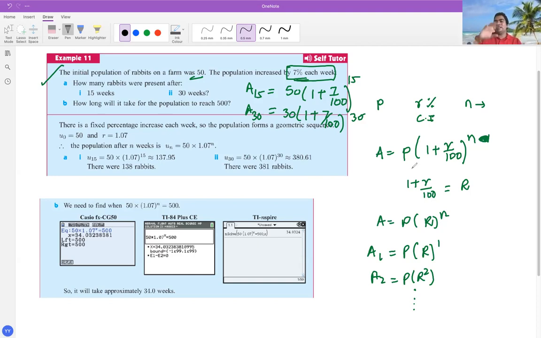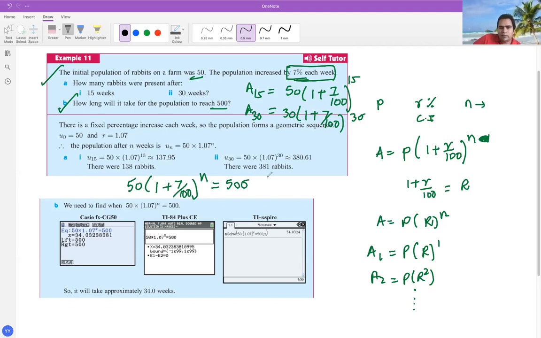I'm going to show some questions explicitly on compound interest after this, but this is something which needs to be discussed carefully. Okay, the next question is: how long will it take for the population to reach 500? Now, this is a little bit of a technology-based question. As we can see, it grows according to the model 50 times (1 plus 7 upon 100) to the power n, and this should equal 500.